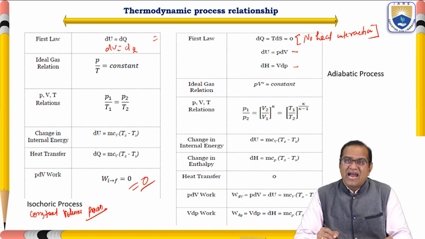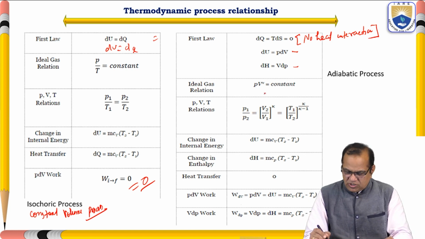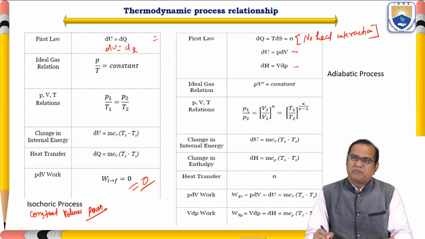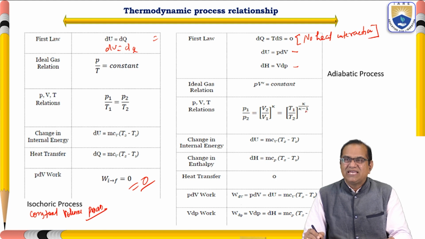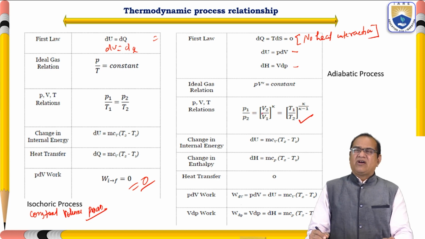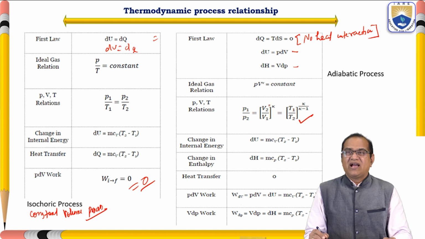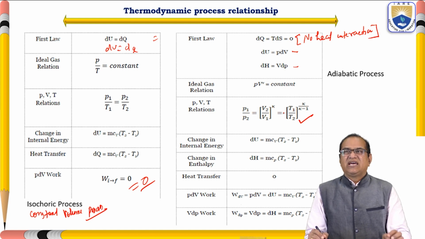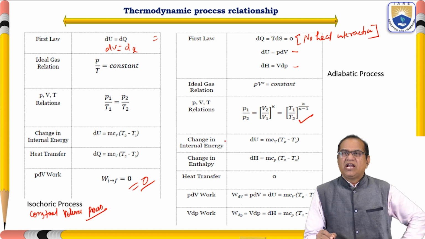Now, if you see the ideal gas relation, PV to the power K is equal to constant. If you see the PVT relations, P1 by P2 is equal to (V2 by V1) to the power K, which is equal to (T1 by T2) to the power K by (K minus 1). So, these relations will be used very much. We have to understand that when we talk about the adiabatic process, there will be a gamma or K. So, these relations are very much essential. And the change of internal energy is du equal to mCv (T2 minus T1).